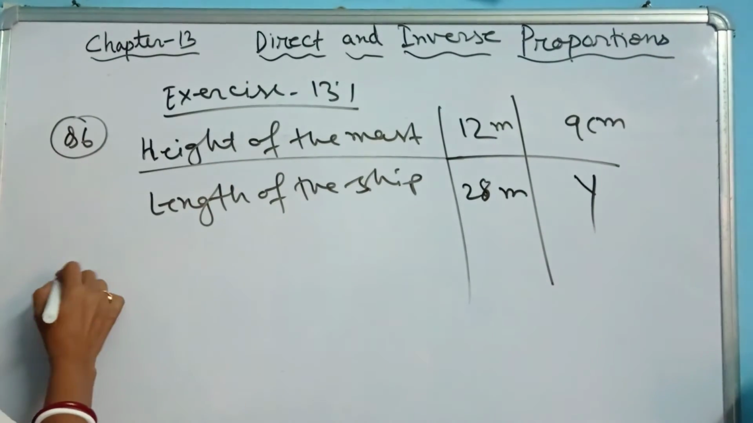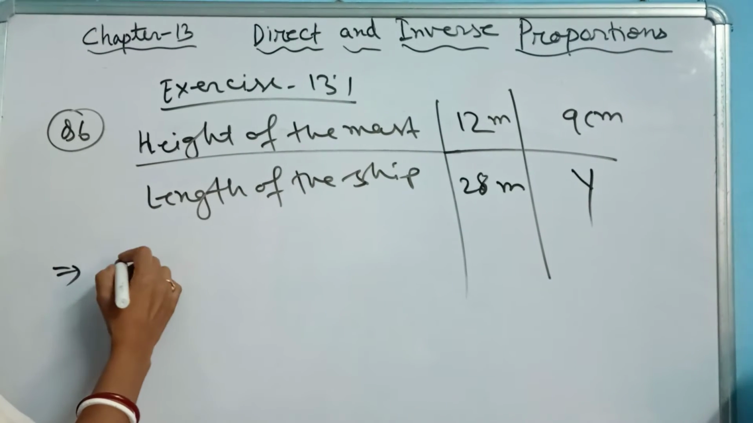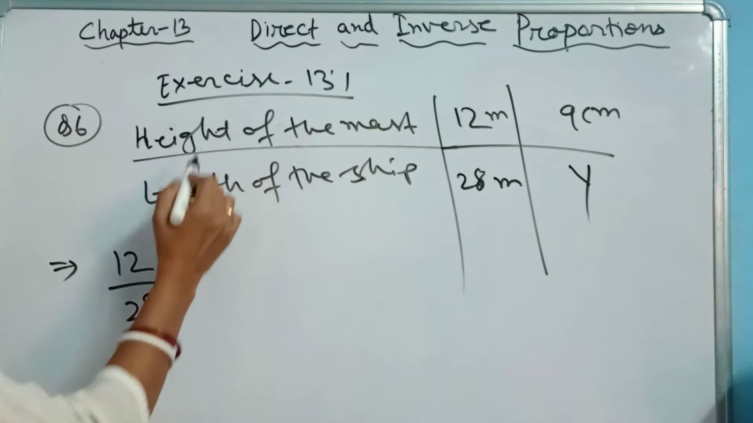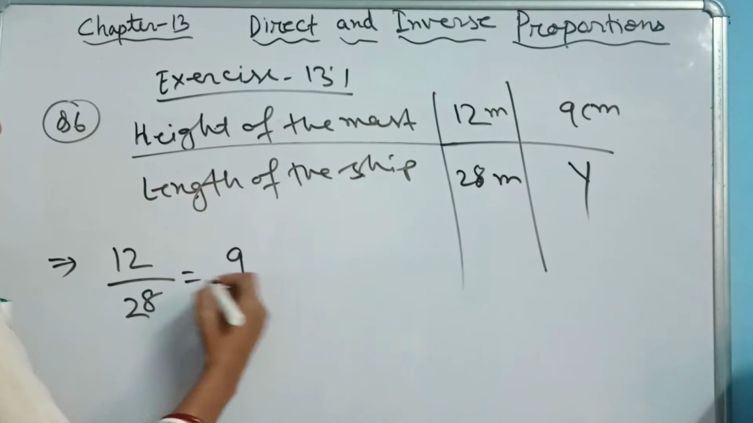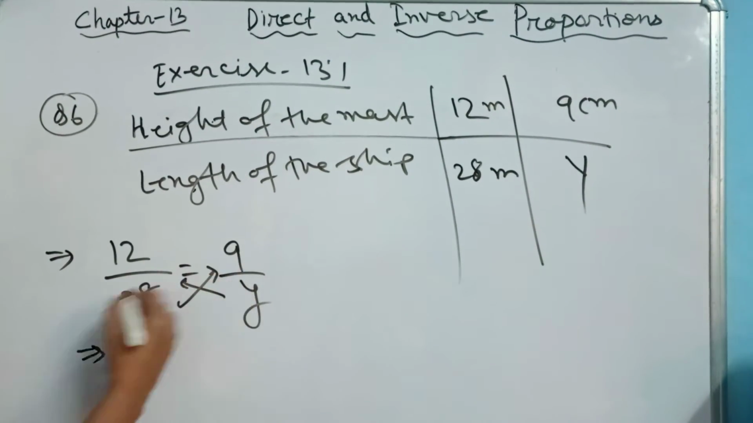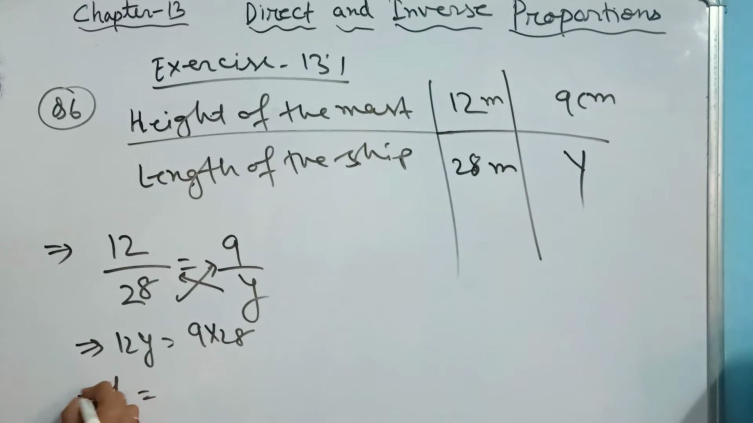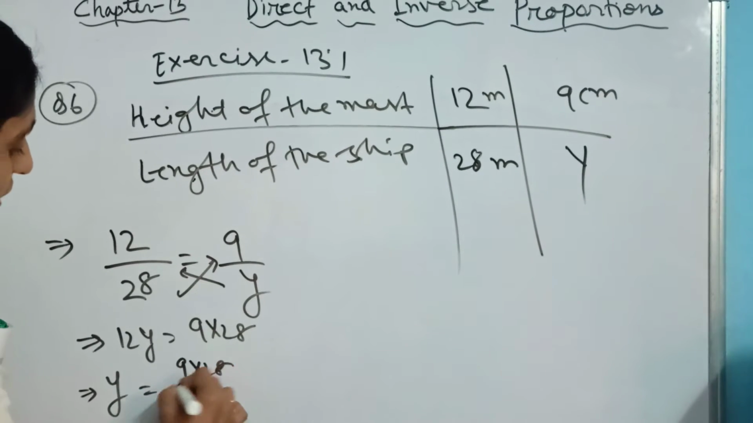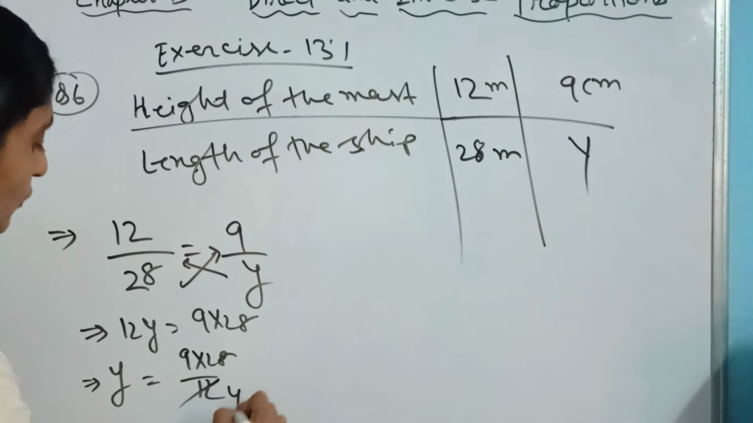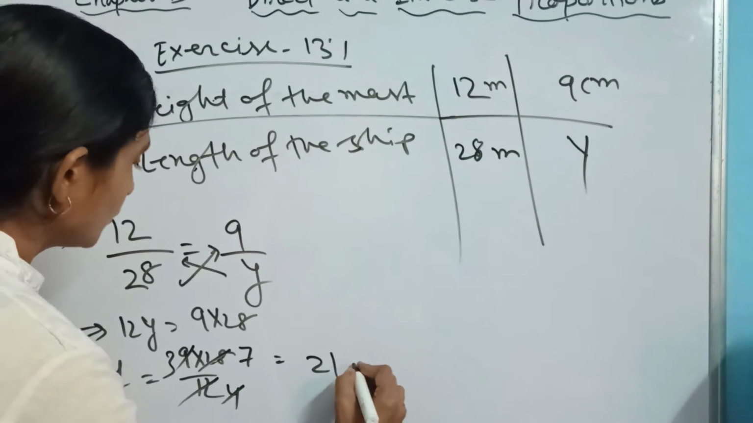So how can I solve this one? How can I get the length of that model ship? I can present it like this: 12 by 28, that means the height of the mast by the length of the ship, is equal to 9 by y. Let's go for the cross multiplication. We are getting 12y equal to 9 into 28. So y is equal to 9 into 28 by 12. Let's cancel. It will be 4, 3, 7. So it will be 21 centimeter.